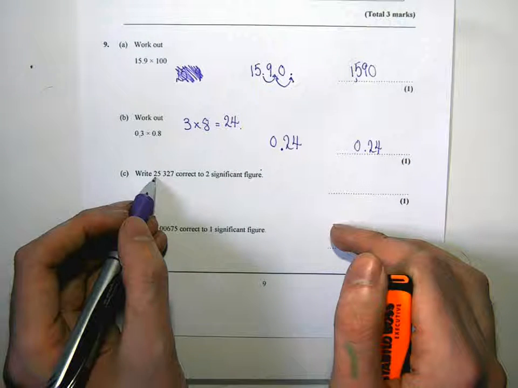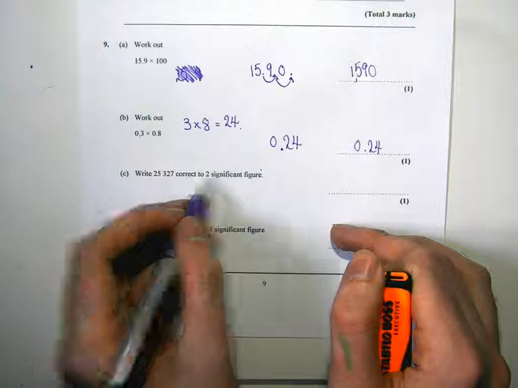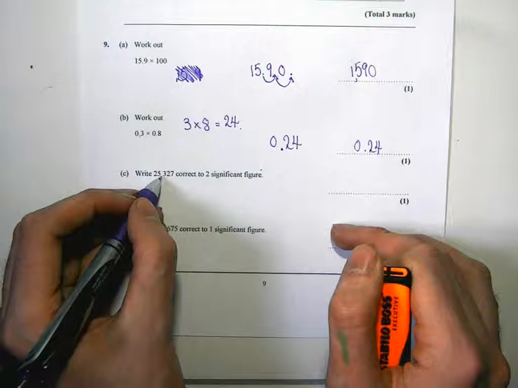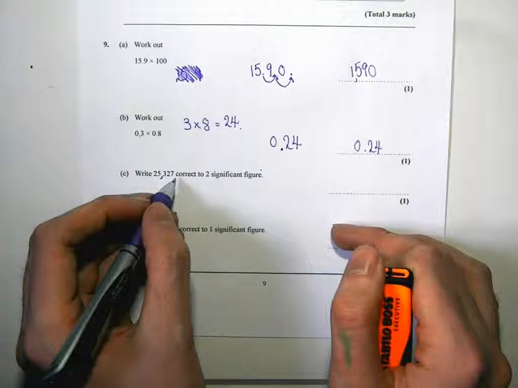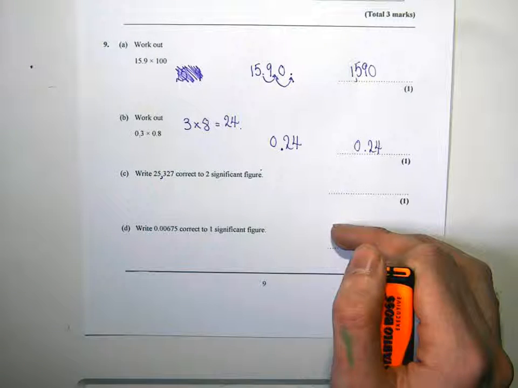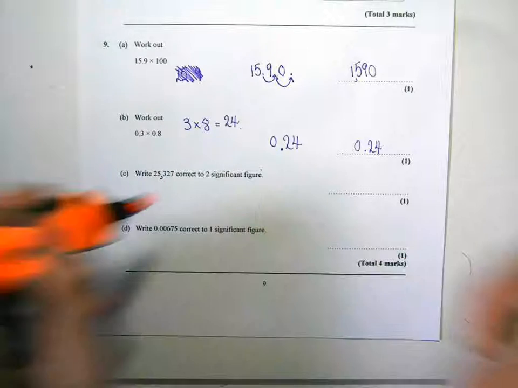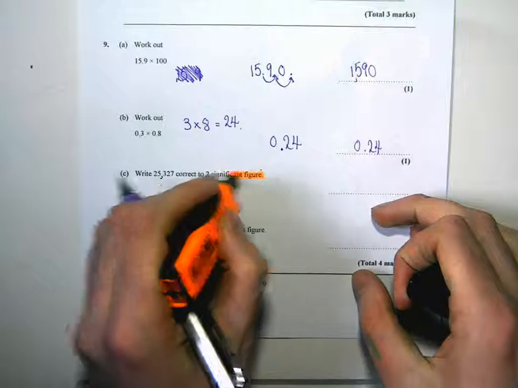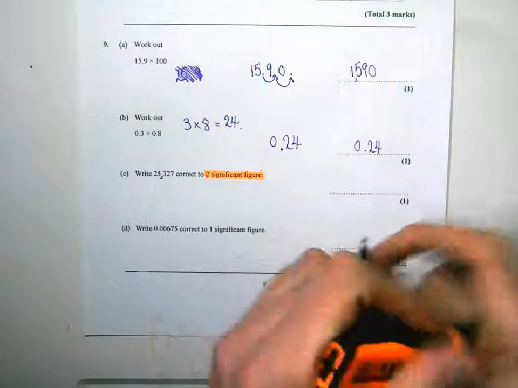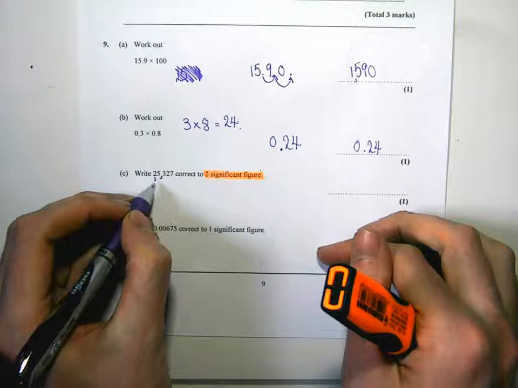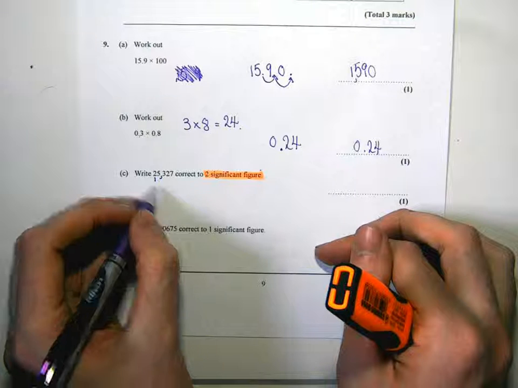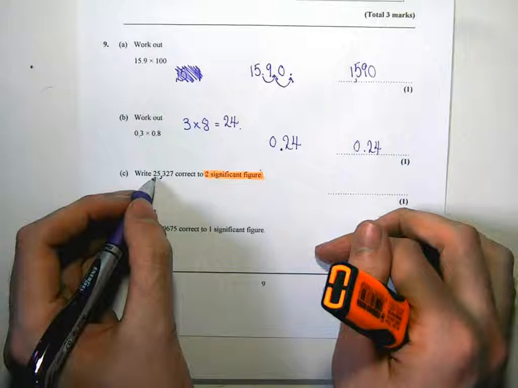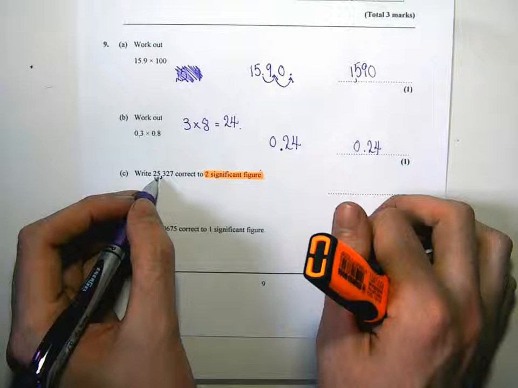Write 25,329 correct to 2 significant figures. Now put the comma in so I can read this nicely. 25,327 correct to 2 significant figures. So this thing, a significant figure, that means like significant numbers. So the first significant figure is this one here, the 2. The next significant figure is the 5.